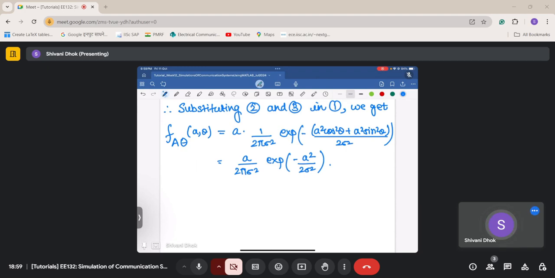But we wanted the PDF of only A. So the marginal PDF will be equal to the integral from 0 to 2 pi, that is integrating over the entire range of the angle variable theta, of A upon 2 pi sigma square e power minus A square by 2 sigma square dA d theta.